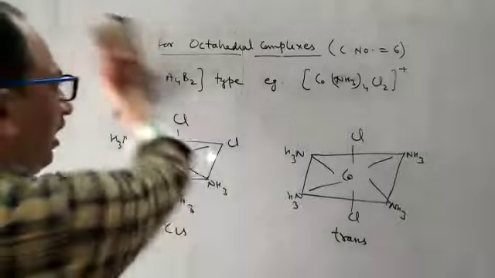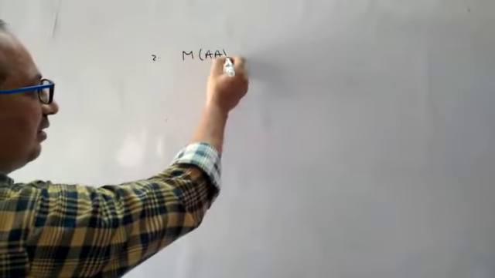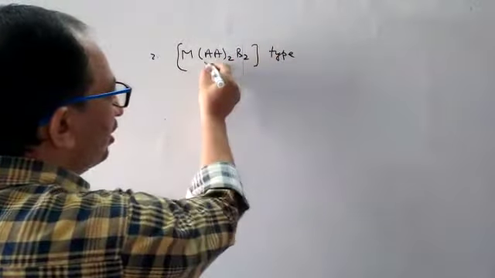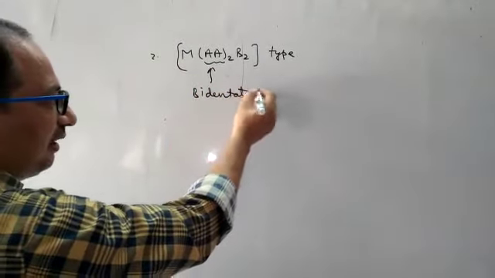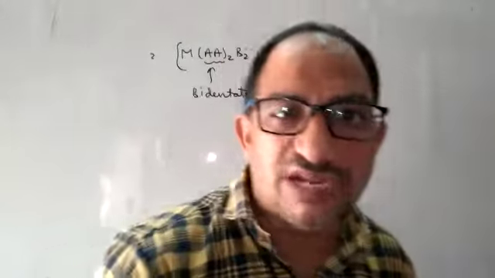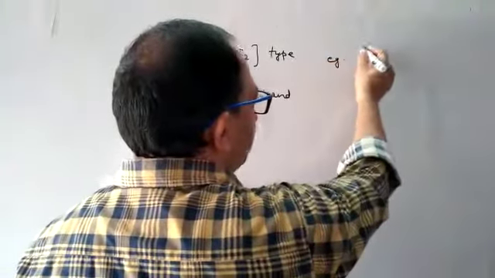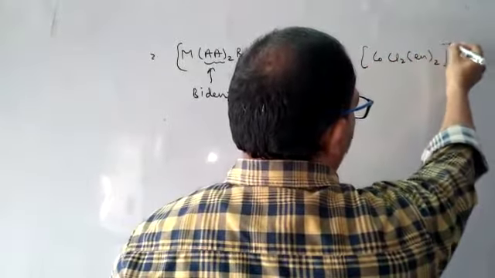Now we will move to the second type. The second type is the most important type. It is M(AA)2B2 type. What does this mean? AA means a bidentate ligand, a ligand which can donate two lone pairs of electrons simultaneously. They are called bidentate. So let's see the example: [Co(en)2Cl2]+.